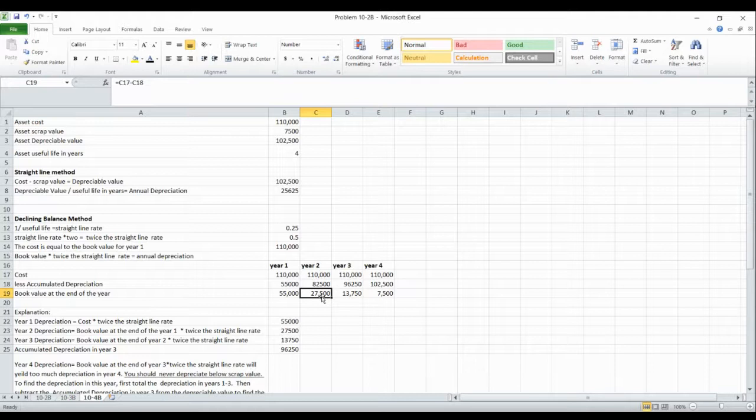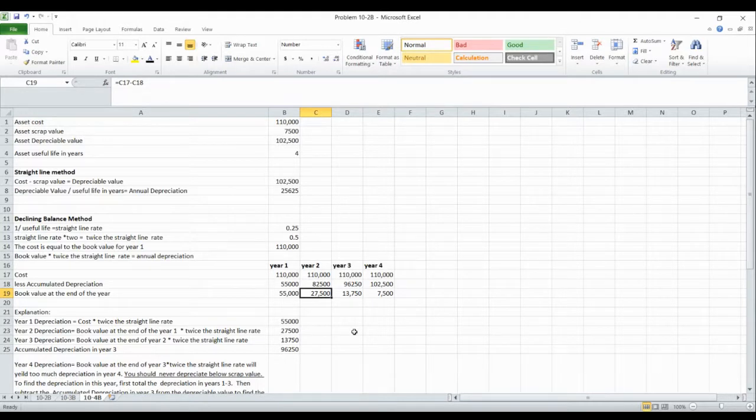Before we can determine the depreciation in year three, we have to know what the book value is at the end of year two. So again, we're going to take our cost and we're going to subtract out the accumulated depreciation. That accumulated depreciation consists of $55,000 plus $27,500. The total accumulated depreciation in year two is $82,500.